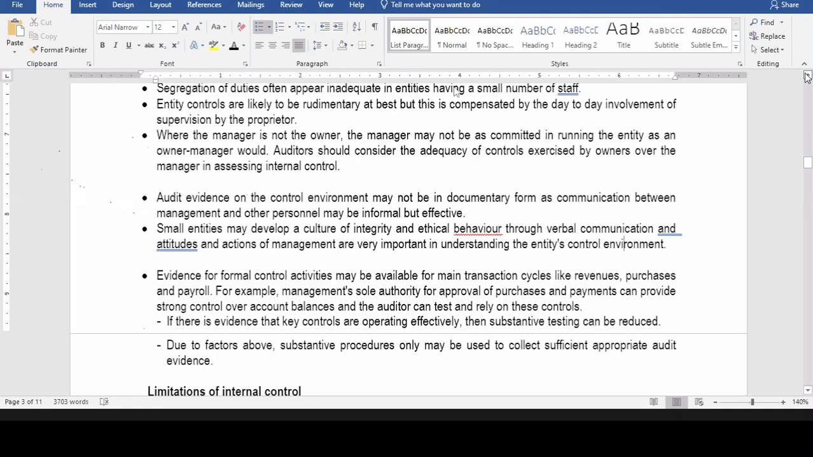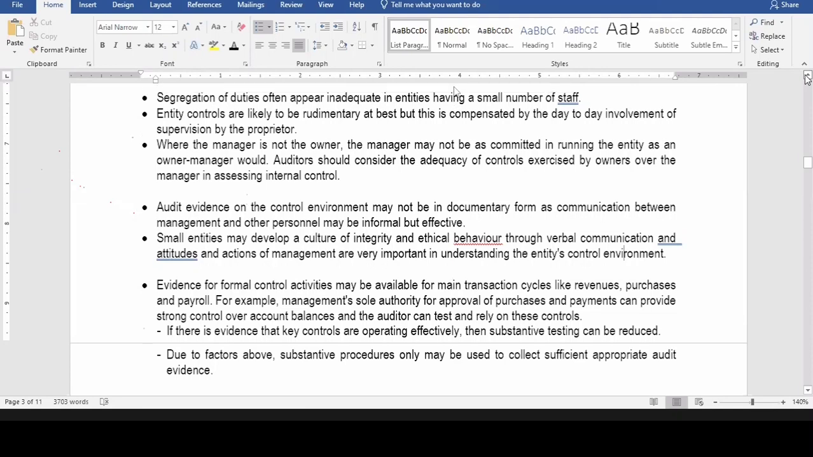So in a nutshell, we are saying that for a small entity, some small entities have good controls. Some have a few controls. Business may not be carried out properly. So what we have to do is look at what is on the ground before we decide on how to collect evidence.